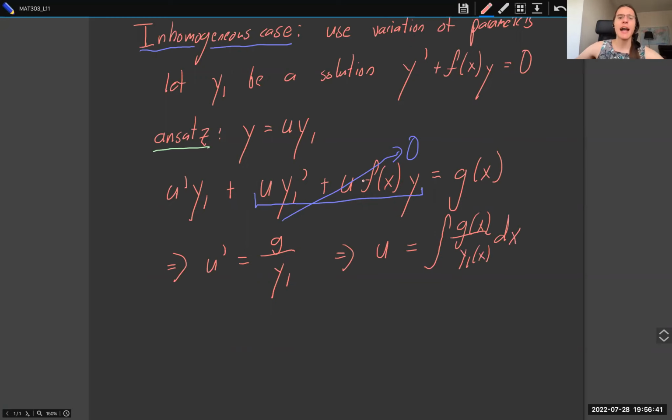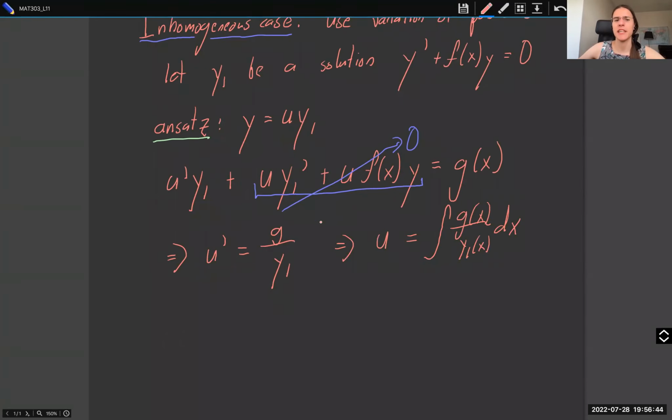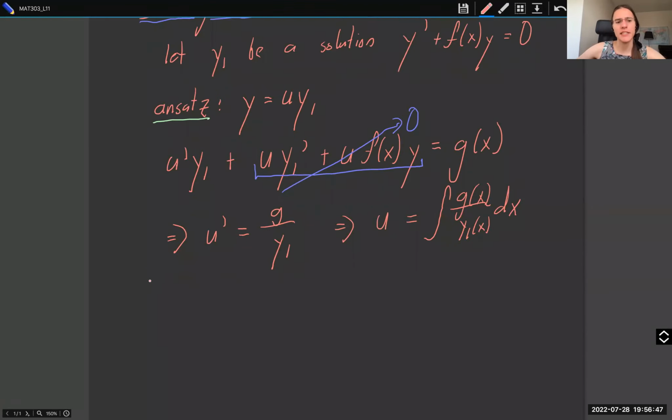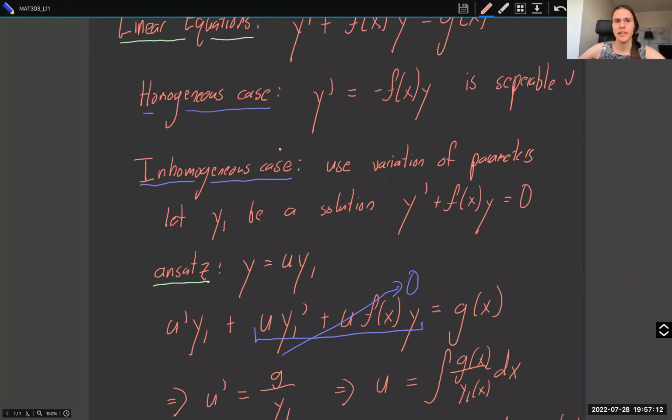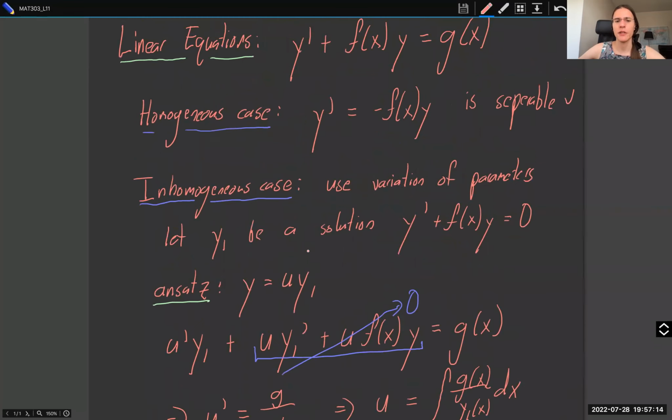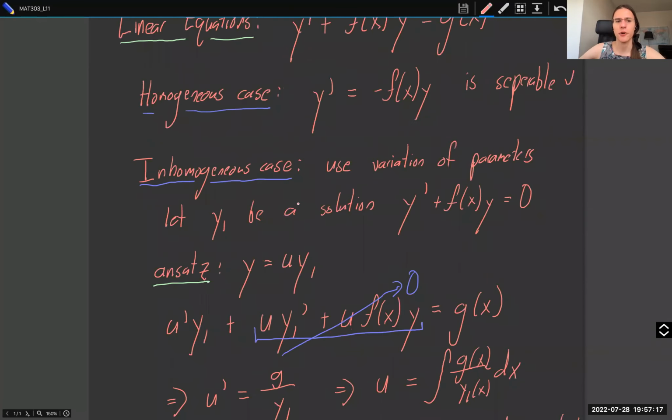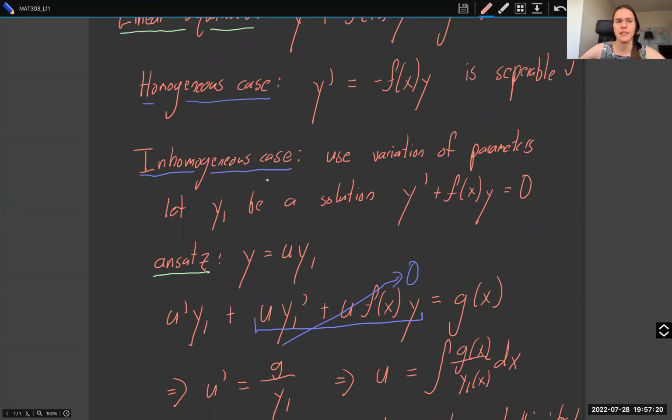Except for the fact that you aren't allowed to jump to this stage. I want you on the exam to start with the ansatz, not this integral, and not this integral. So that solves all first order linear equations, assuming that these integrals are possible. It's just as hard a problem as that.